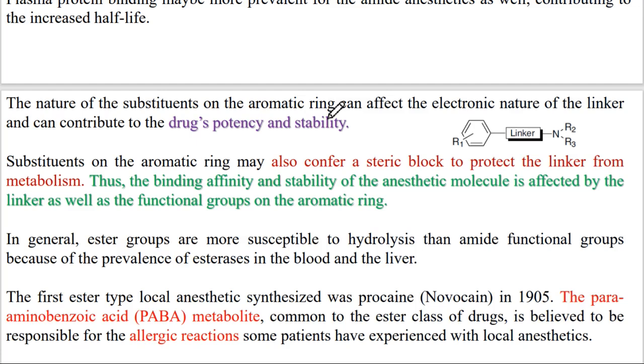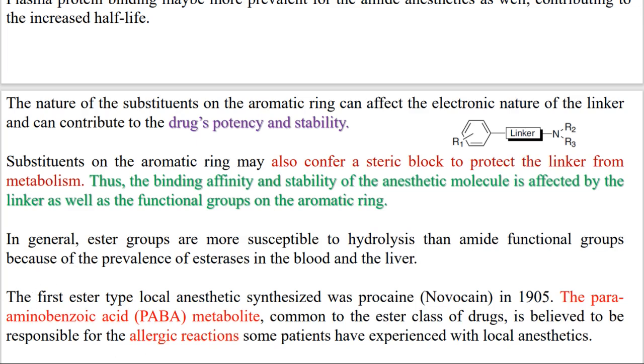That is, the nature of the substituents of the aromatic ring, here we are talking about the linker, but the nature of the aromatic ring is also very important because it can affect the electronic nature of the linker and can contribute to the drug potency and stability. Okay, the substituents of the aromatic ring confer a steric block to protect the linker from metabolism, and thus the binding affinity and stability of the local anesthetic molecule is affected by the linker as well as the functional groups.